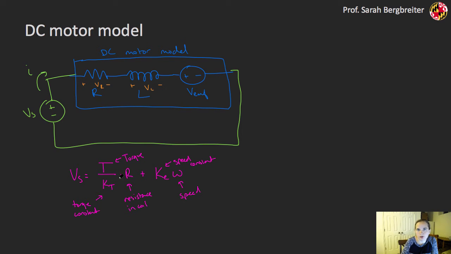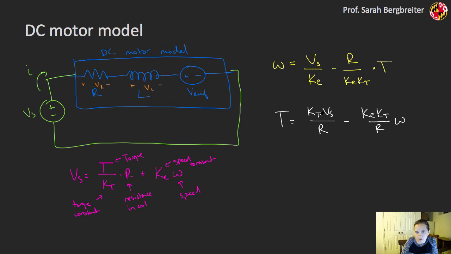So I can do some algebra and rewrite this in two ways that will be useful for me to look at. The first, I'll look at everything in terms of the speed. So in this case, my speed is equal to Vs over Ke minus R times my torque divided by Ke Kt. I can alternatively phrase this in terms of my torque. So my torque is equal to my torque constant times my supply voltage divided by the resistance in the motor, minus those two constants, speed constant times torque constant, divided by the resistance in the motor times my speed.